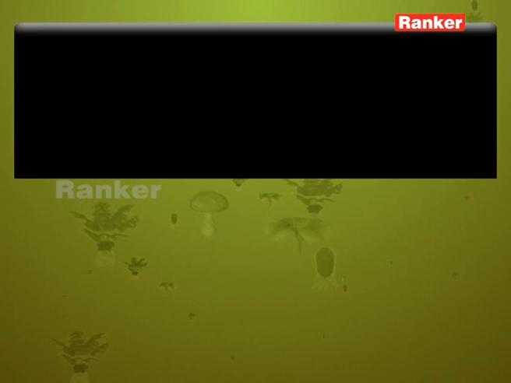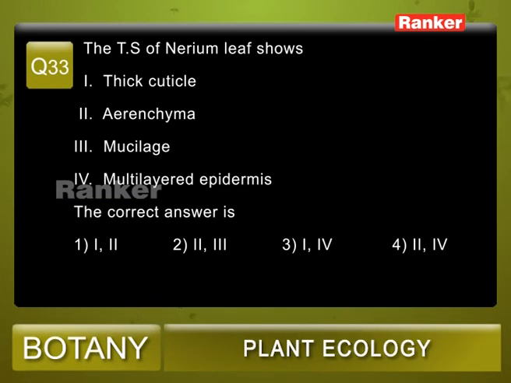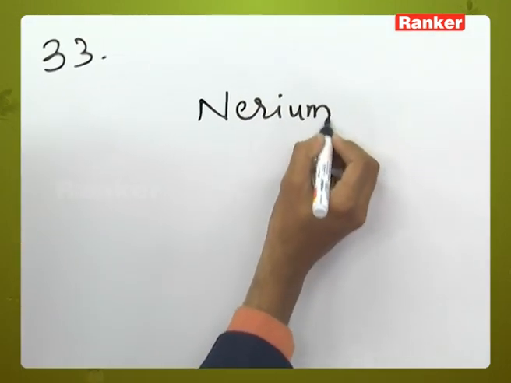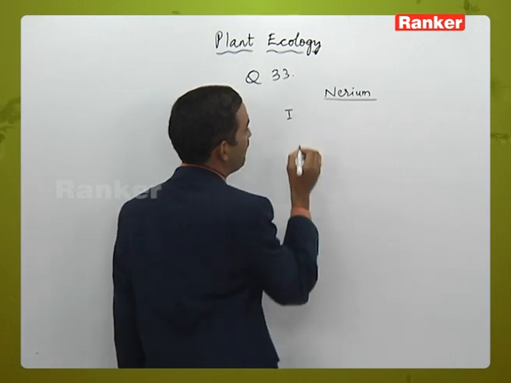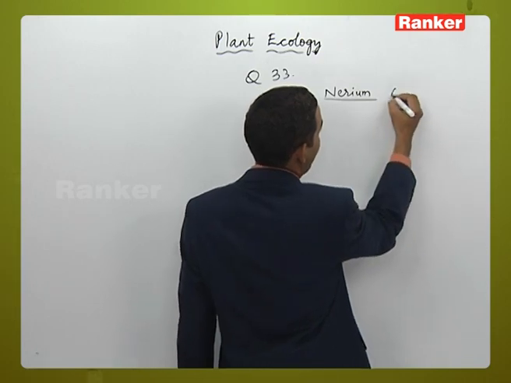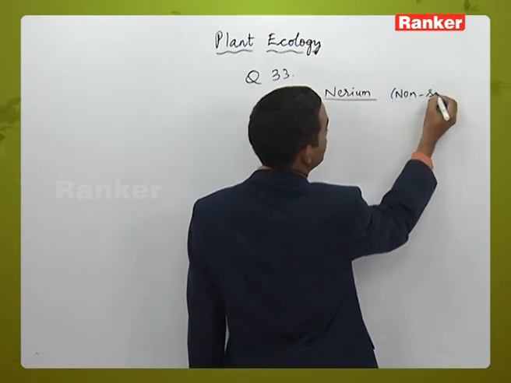Question number 33, the TS of nerium leaf shows 1. Thick cuticle, 2. Aerenchyma, 3. Mucilage, 4. Multi-layered epidermis. The correct answer is options: 1, 1 and 2; 2, 2 and 3; 3, 1 and 4; 4, 2 and 4. Here it is a character related to the nerium leaf. Nerium is a plant which is non-succulent. This is a true xerophytic plant.